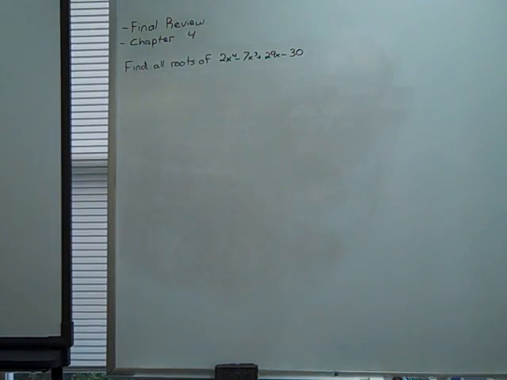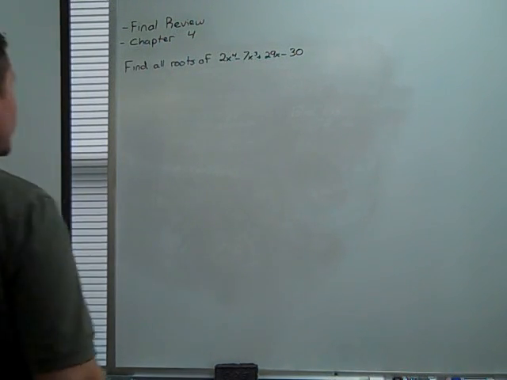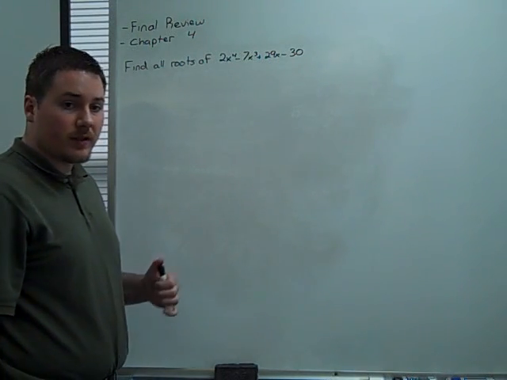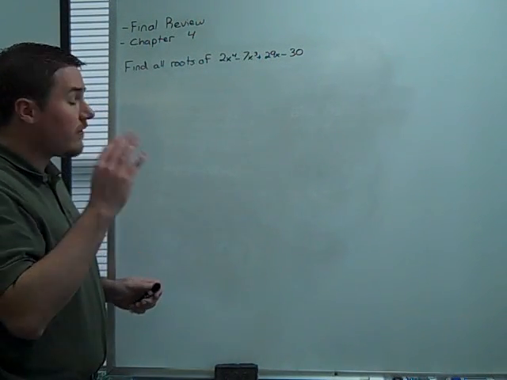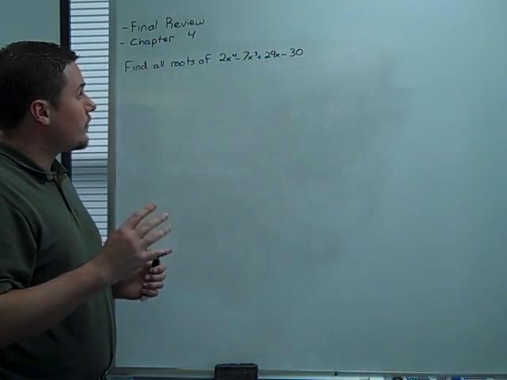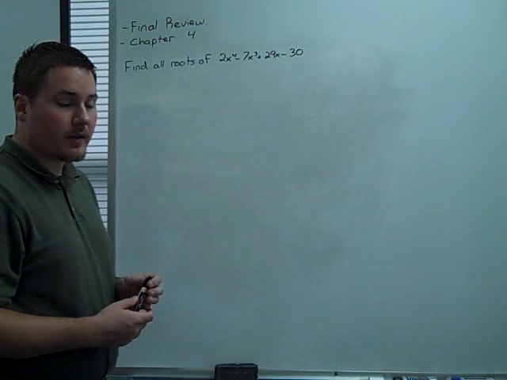This next problem for review from chapter 4, we're asked to find all the roots of this fourth degree polynomial. So first off, conceptual check. There are 4 possible roots. Okay? So the way we're going to do this is using the rational root theorem.